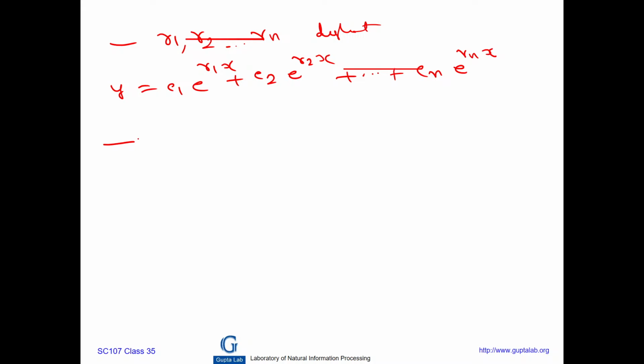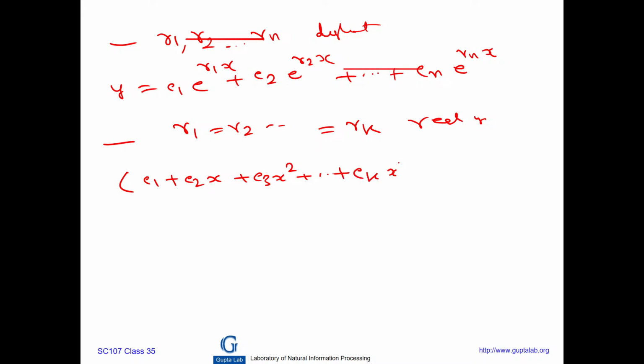So if roots are real and suppose they are equal, so r1 is equal to r2 is equal to, say, rk, a certain number of times, yes, it's a real root. In that case, what will happen? The solution is something like c1 plus c2x plus c3x square plus ... ck x raised to power k minus 1, times e raised to power r1x. Solution is this, right? Okay.